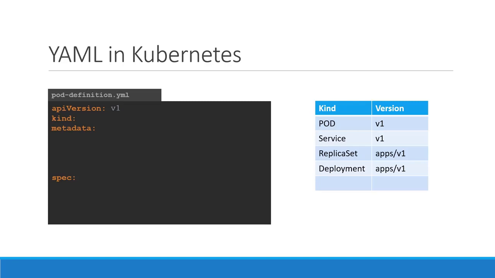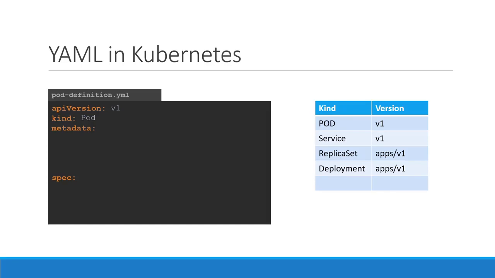Next is the kind. The kind refers to the type of object we are trying to create, which in this case happens to be a pod. So we will set it as Pod. Some other possible values here could be ReplicaSet or Deployment or Service, which is what you see in the kind field in the table on the right.